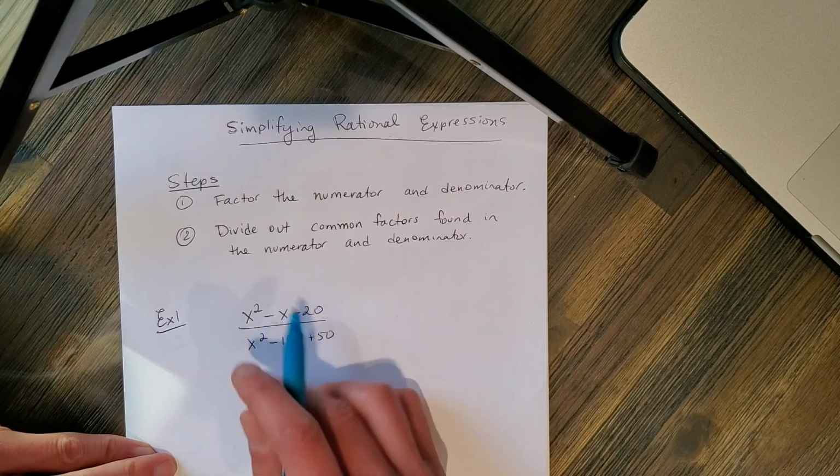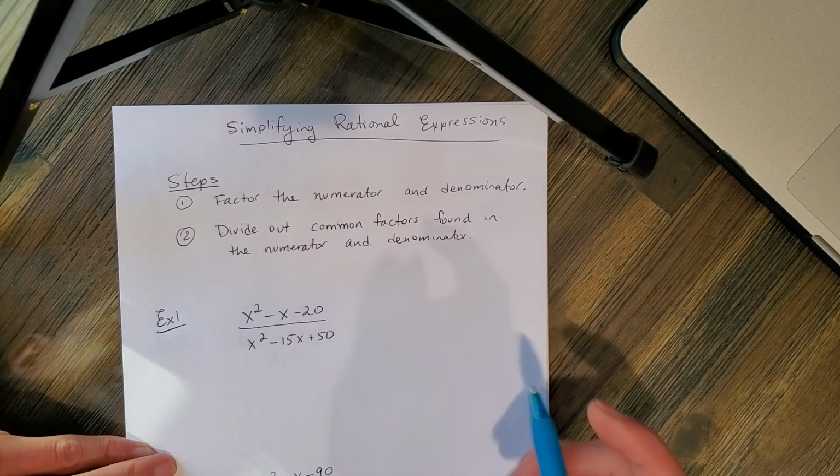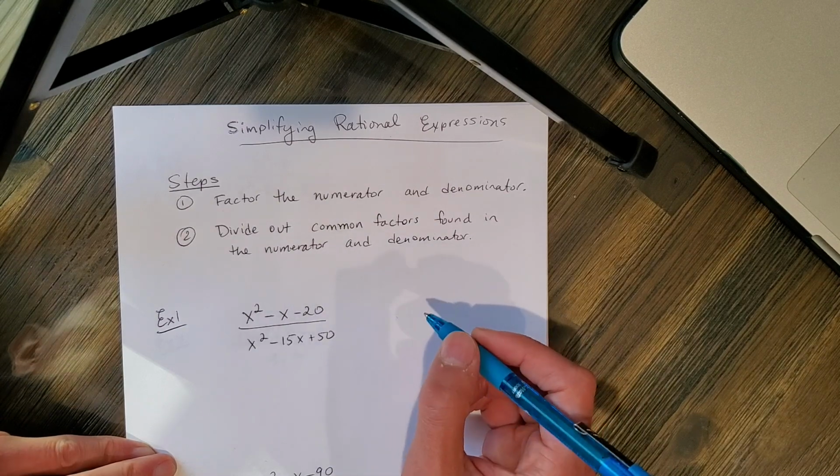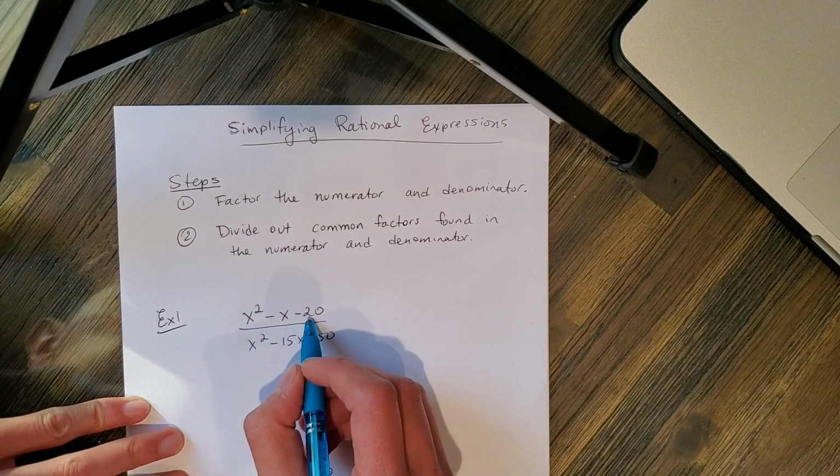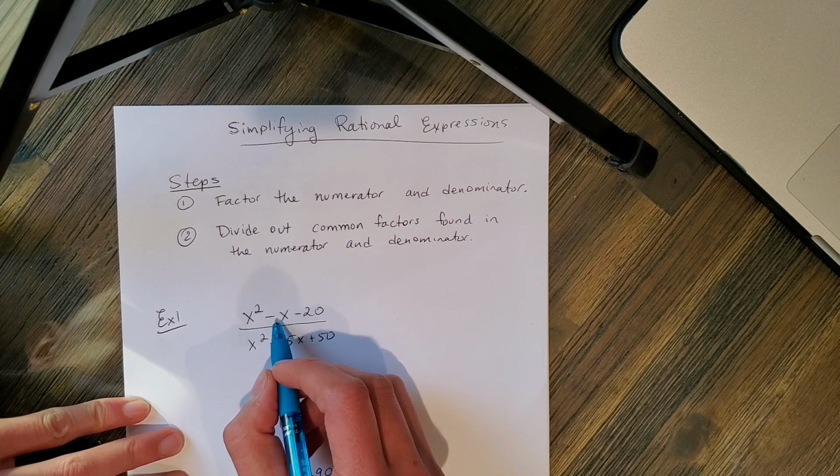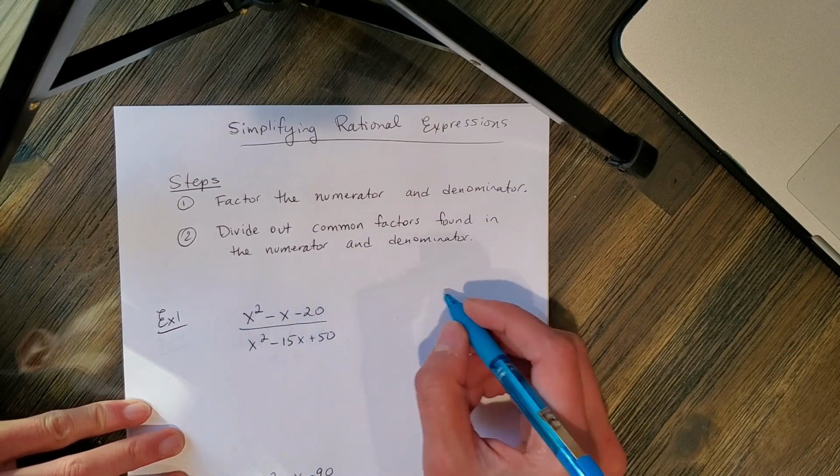We have a trinomial here. All these are going to be, well, on the first page will be trinomials. So let's go ahead and begin here. So we have a negative 20 and a negative 1. So we factor this off to the side here.